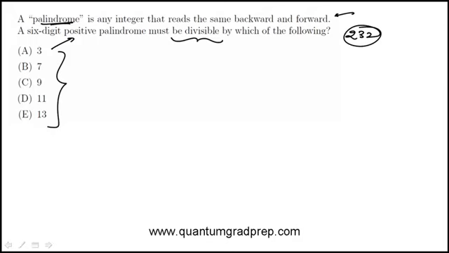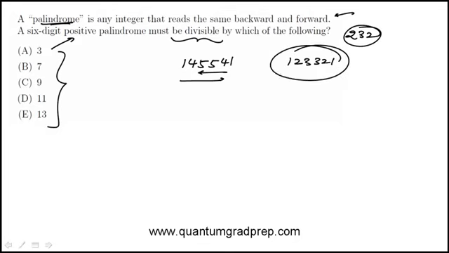So you want to pick a different example, something like, say, 145,541. Reads the same in both directions. I'm deliberately choosing something different from that because I know most students are going to do that, and you'll see multiple of these numbers will work.